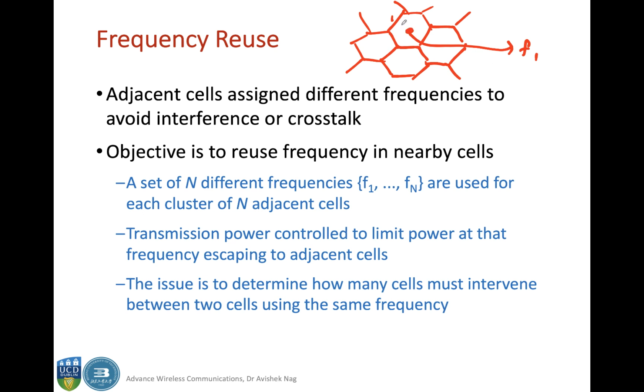Let's imagine that this cell is using a spectrum that is centered around f1. Okay, and it's using all the different frequencies that are centered around f1. Now if the adjacent cell also uses the same frequency range centered around f1, then there will be a lot of interference between these two adjacent cells. Okay, to avoid that, the adjacent cells can be allocated a frequency range that is centered around f2, and then this can have f3 and so on, f4, f5.